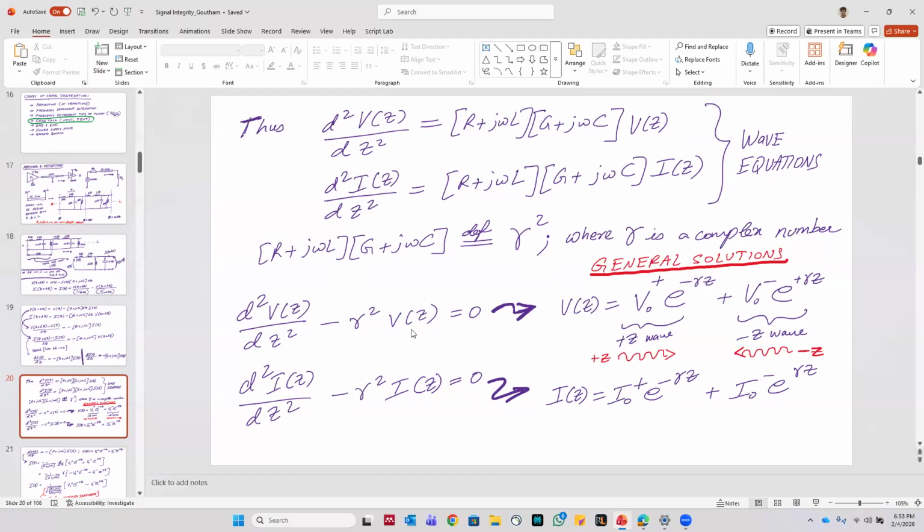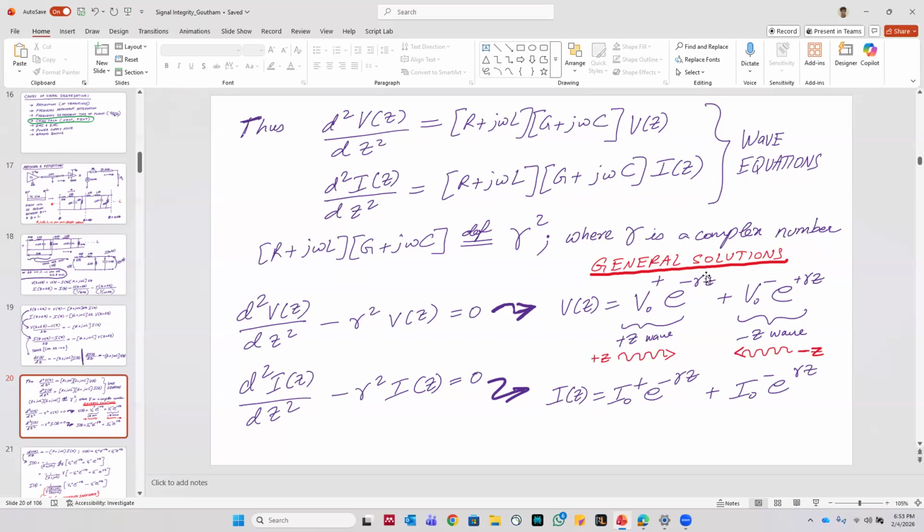And so if you substitute that and then you find the general solution, this would be the general solution for these equations. And if you notice, these equations are essentially representing two waves, one that's propagating along plus Z and one that's propagating along minus Z, okay? And this constant gamma is a complex number.